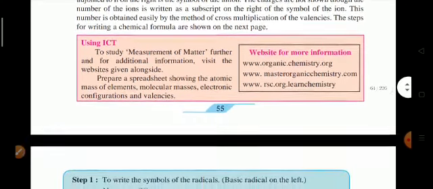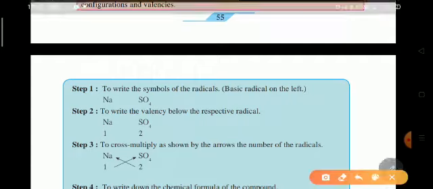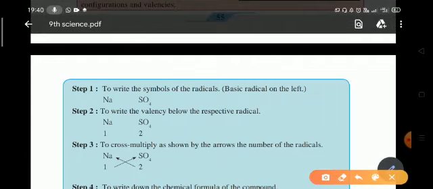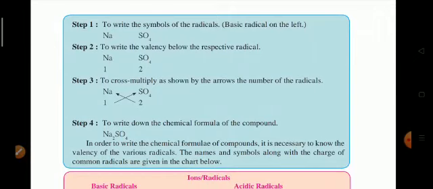We'll be seeing how this chemical formula is written. Step 1, write the symbols of the acid radical and the basic radical, with the basic radical on the left. Step 2, write the valency below the respective radical. Step 3 is to cross multiply as shown by the arrows, that is, we'll be cross multiplying the valencies of both the radicals to write down the chemical formula of the compound, that is Na2SO4.